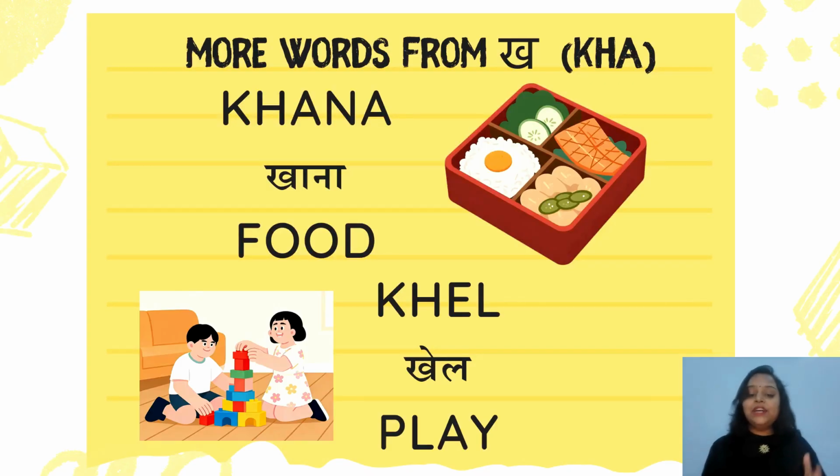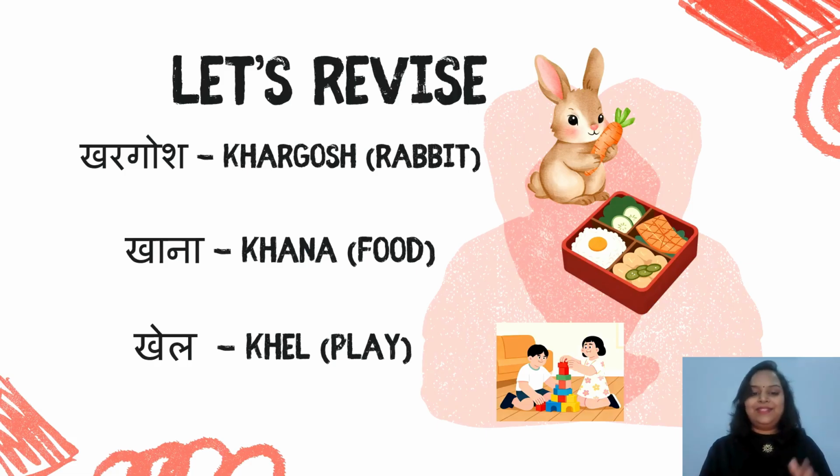Then more words from kha are khana. Khana, that is called food in English. The food we eat to get energy is called khana in Hindi. And next word is khel. Khel. That is called play in English. So food is khana and play is khel. So let's revise all the three words that we learned from kha today. These are kha, khargosh, kha, khana, and kha, khel. Very good.